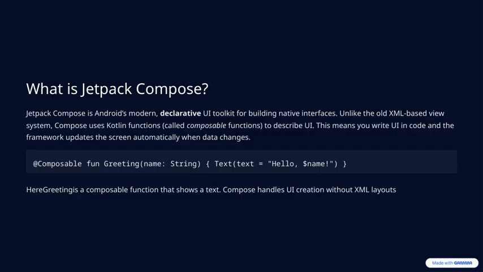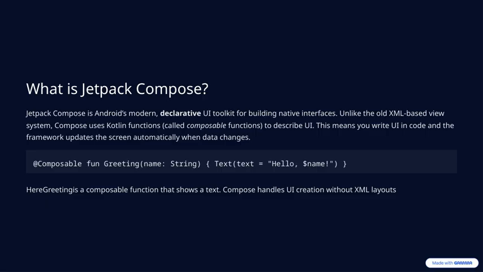So let's dive into what Jetpack Compose actually is. Jetpack Compose is Android's modern, declarative UI toolkit designed for building native interfaces. Now, what does that really mean? Well, unlike the traditional system we used before, which relied on XML layouts, Compose allows us to create our UI directly in Kotlin code. It uses something called composable functions, which are Kotlin functions that describe our UI components.